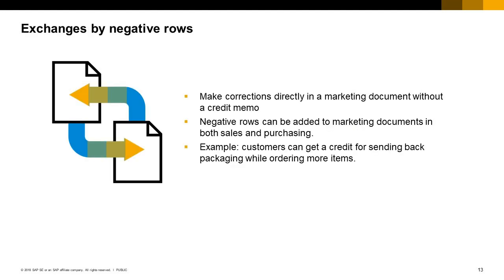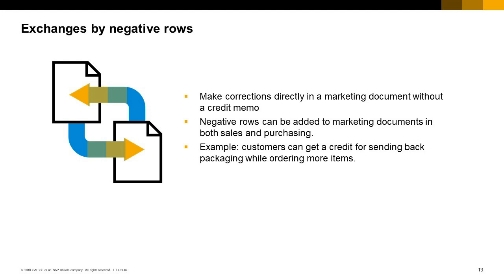Negative rows allow you to give credits directly on sales or purchasing documents. Using negative rows you can make corrections directly in a marketing document such as a delivery or invoice without using a separate return or credit memo. Negative rows can be added to sales and purchasing documents.